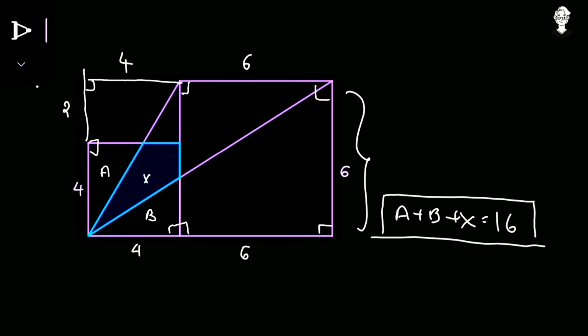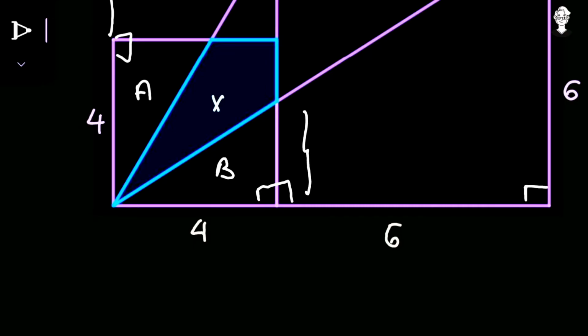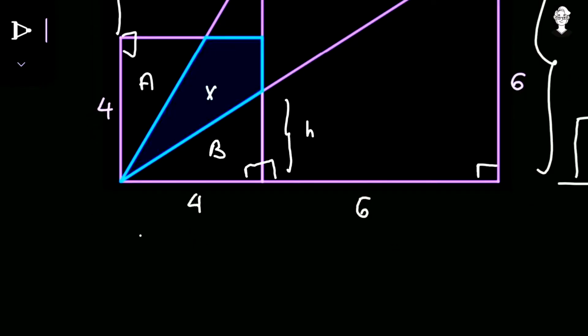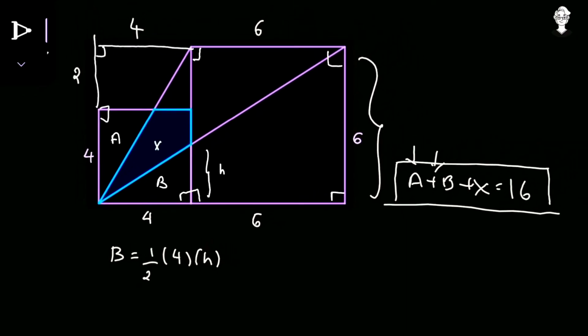A is a perfect right angle triangle, B is a perfect right angle triangle, and if we calculate A and B, we can just subtract it from 16 to get the value of X. So now let us calculate B first of all. So let this much length be equal to H. Why do we require that? Because area of B, I'm writing it this way, B is equal to half the base, that is 4, and height is equal to H. So H is needed and we can easily calculate H also.